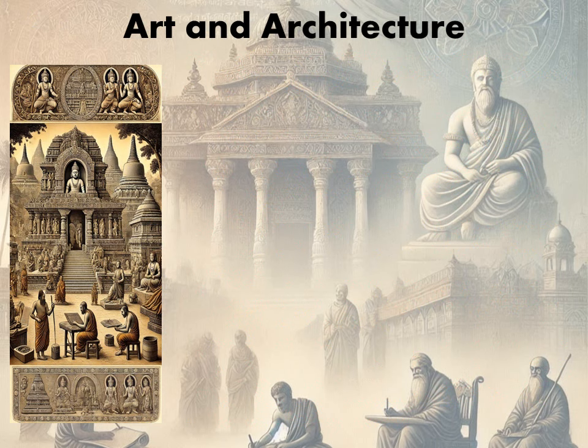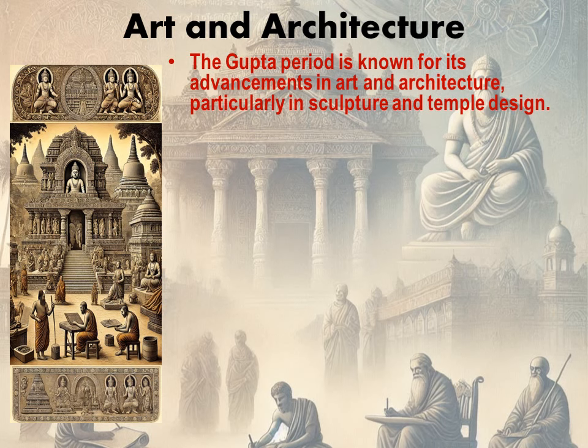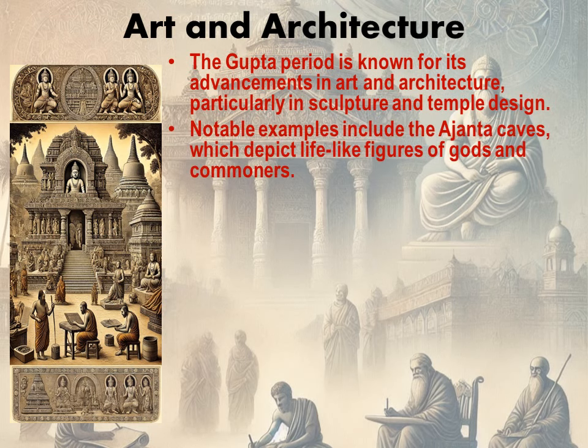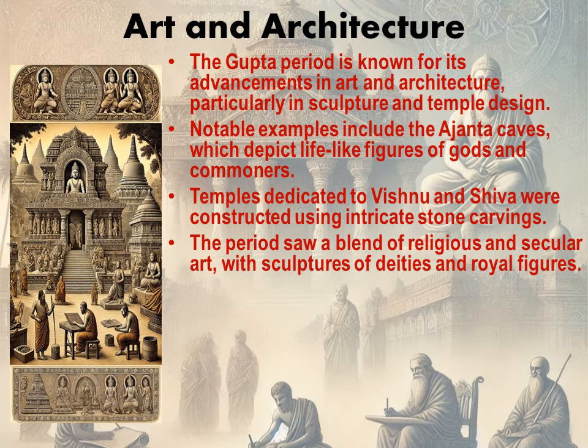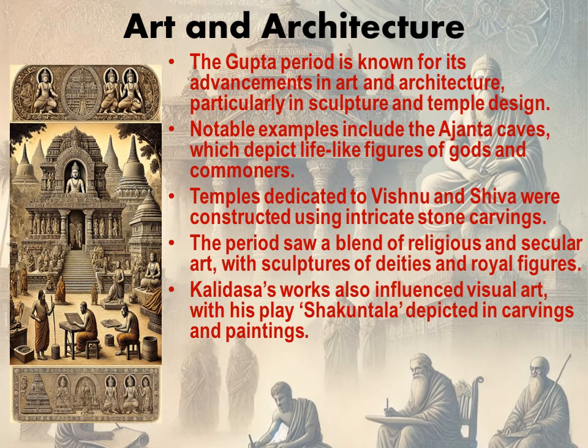Art and architecture. The Gupta period is known for its advancements in art and architecture, particularly in sculpture and temple design. Notable examples include the Ajanta caves, which depict lifelike figures of gods and commoners. Temples dedicated to Vishnu and Shiva were constructed using intricate stone carvings.